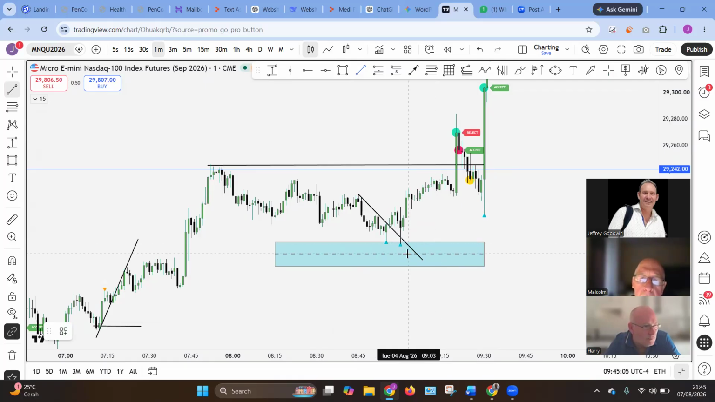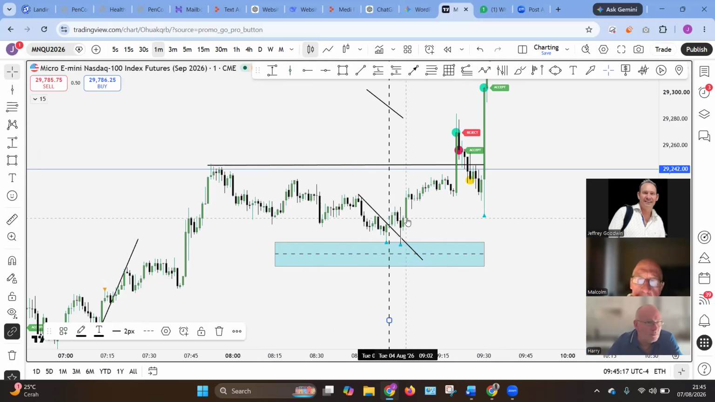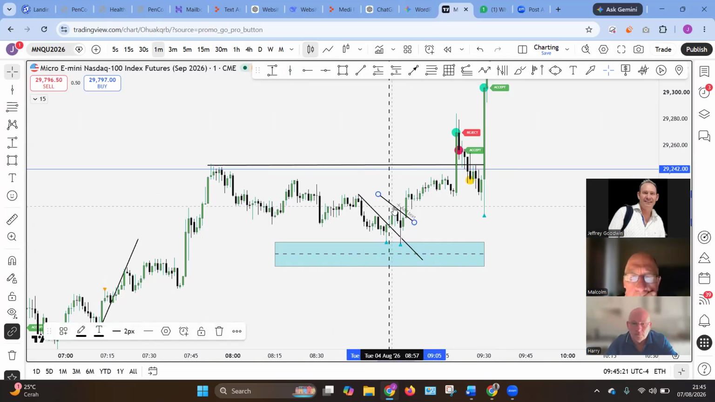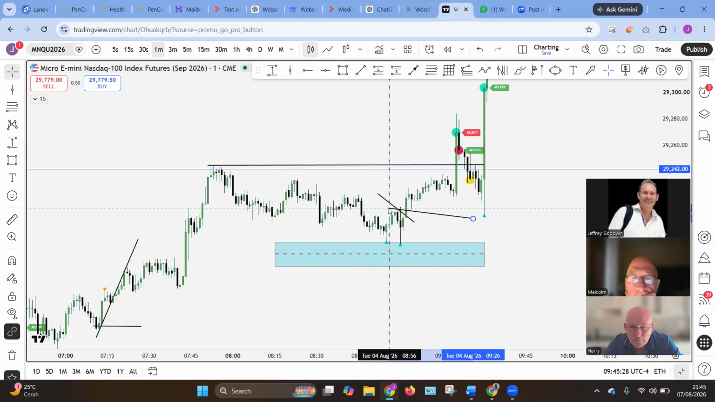Now, the interesting thing is this. We can actually change the high. It goes up and comes down, takes out the low. So we actually have a new high, a new trend line and a new high. And this is the last manipulation leg. Therefore, that's all we have to break for an entry.